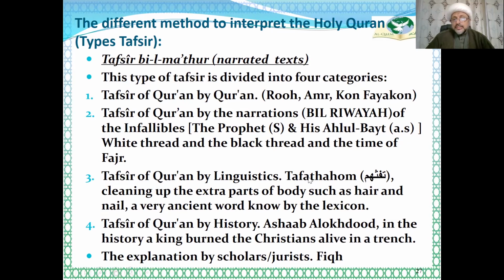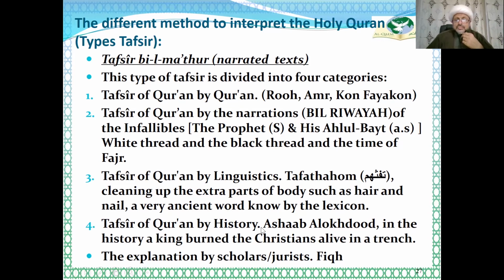Tafsir of the Quran by linguistics, like tafathahum. What is tafathahum? It's a really weird word. Nowadays they don't use it. So when you go to the dictionary and look up tafathahum in old language, the old Arabs used to call it the filthy parts of the body, something you get rid of, like extra hair on the body or nails and these kinds of things. So these are cleaning up extra parts of the body, such as hair and nails, a very ancient word known by the lexicon, by the linguists.